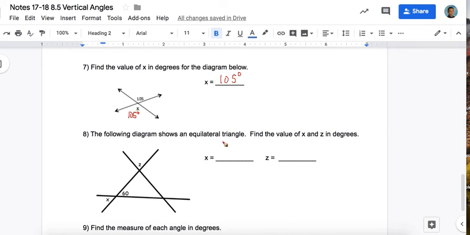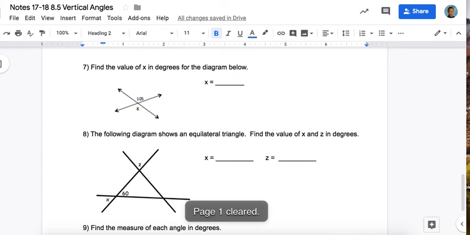Number 8, the following diagram shows an equilateral triangle. Find the value of x and z in degrees. Well, in an equilateral triangle, we know that they're all 60 degrees. And these are vertical angles, so if that's 60, this is also 60 degrees. And if this is 60, we know that this is also 60 degrees. So we know that x is 60 and z is also 60 degrees.